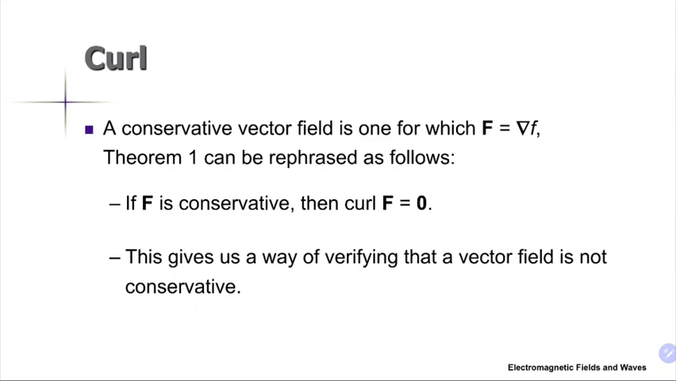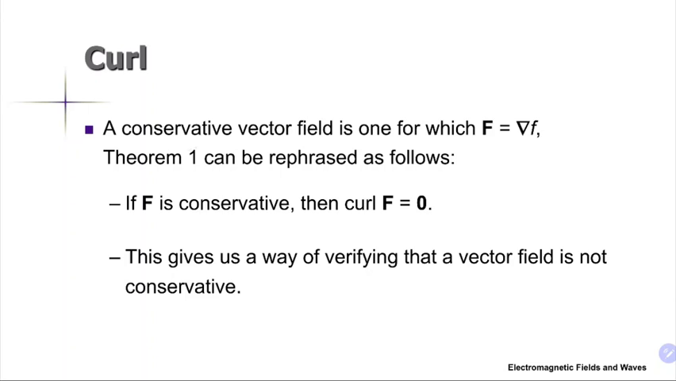And then a conservative vector field, meaning the one that has a gradient equal to a vector field, then if I take the curl of that vector field, that will be equal to 0. Okay, so that is theorem number 1. So if I rephrase it, I say that if f is conservative, then the curl of that vector field is equal to 0. Okay, so basically just reversing that theorem.